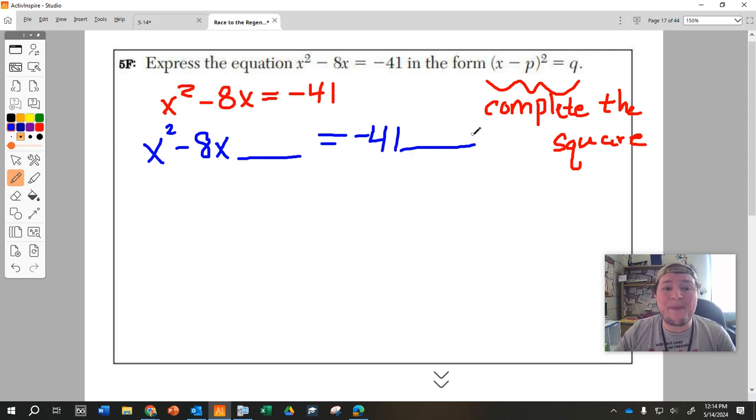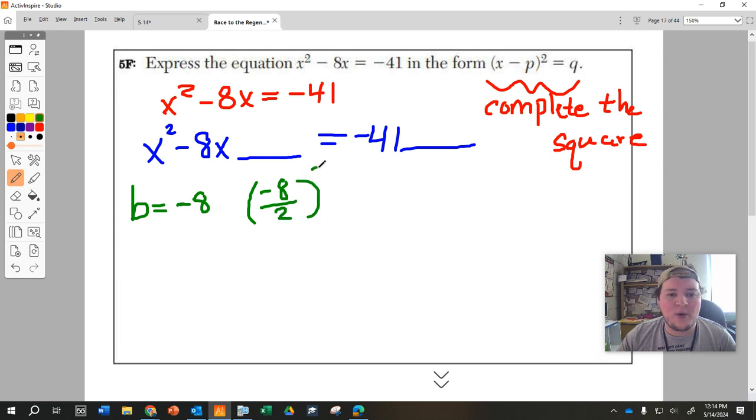We have to fill this space with a special constant. It's your b divided by 2, squared, and it goes in the same spot on both sides. So in this equation, your b is negative 8. Just like when you find a, b, and c for the quadratic formula, the b is the coefficient of x, so b is equal to negative 8. What goes in this spot is negative 8 divided by 2, and then square it. And that's going to go in here and in here. That's what we did when we completed the square.